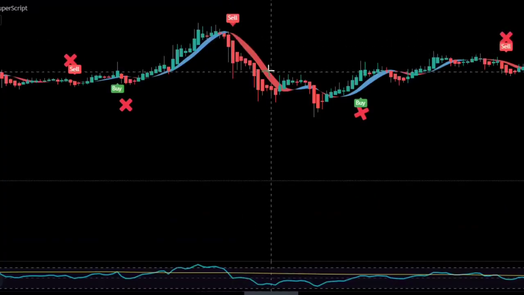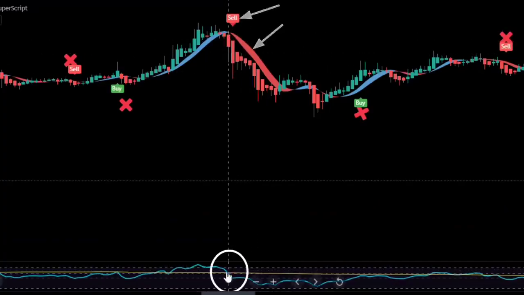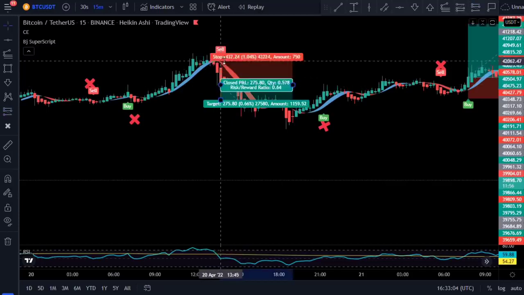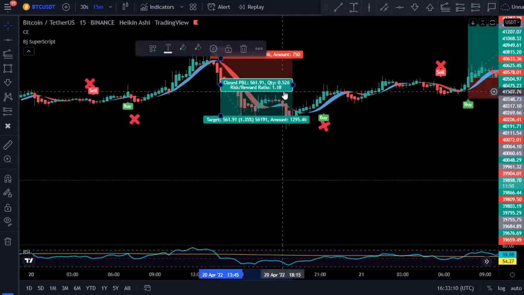Here are 3 conditions for a short sell position and this signal is valid. Profit of the second target was achieved. Risk to reward ratio 2 profit.